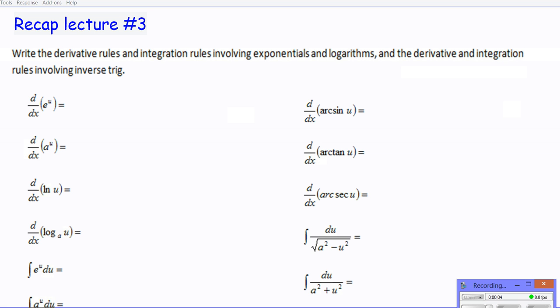Hi, this is recap lecture number 3, and I'm actually going to start out with having you pause the recording almost right off the bat. You'll see that the first page of the notes is to write down a whole bunch of rules about derivatives and integrals. And I just want you to quiz yourself by writing down all that you can and then start the recording again.